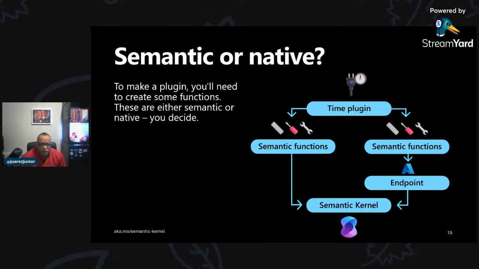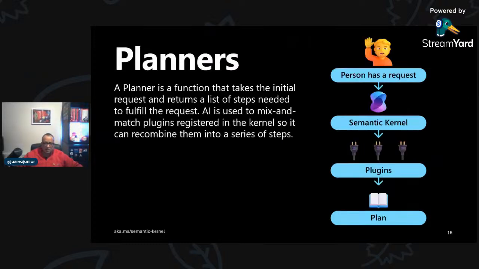Semantic or native. Okay, to make a plugin, you will need to create some functions. They can be semantic or native. You decide. Okay, so you can see actually here the options in terms of the way that you can create it. You can reuse other plugins as well as a kind of composition to create your customized plugin, and you can of course implement low-level concrete implementations of the functionality, or just extend and implement the interfaces depending on the programming language. But as I said, flexibility is actually at the core of it, which is a nice thing for us, right?